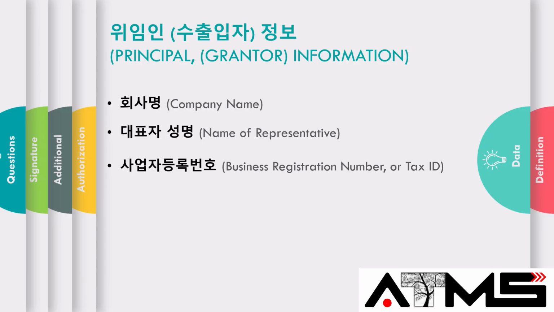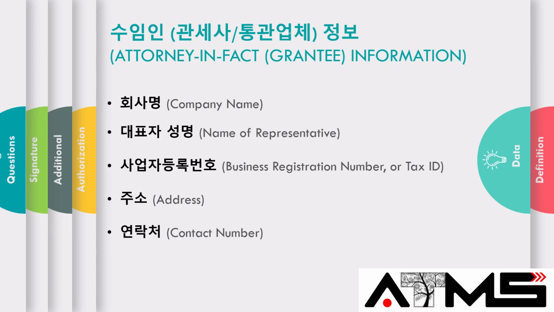Business registration number or tax ID. In the US, this will be the EIN, which is the employer identification number. Then company address, and obviously contact information. For the attorney in fact, the customs broker or logistics company being granted authority, the information required is the same as above. To avoid repetition, I've displayed it visually on the screen for your reference.